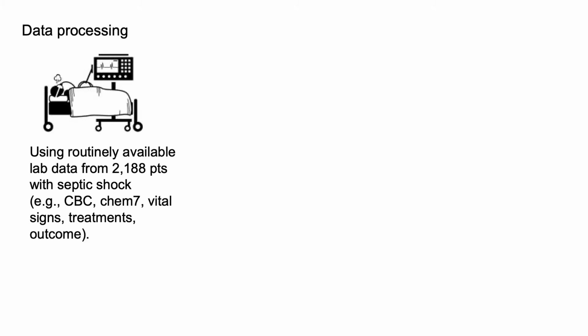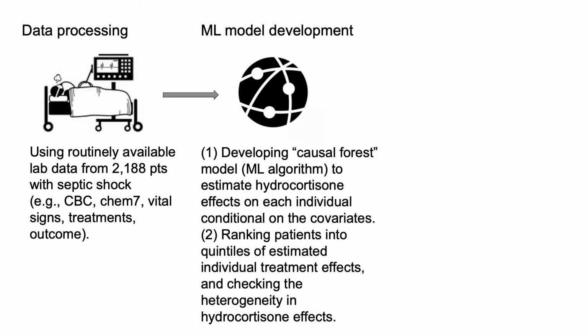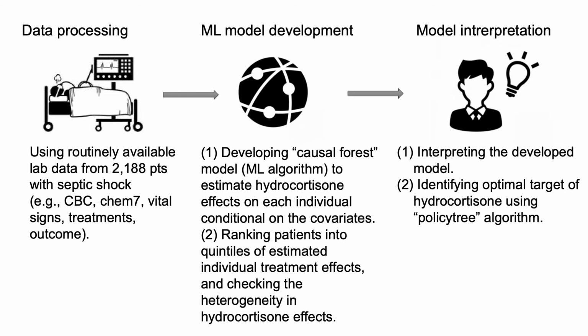So first, we extracted data from 2,188 patients with septic shock. Then we used the causal forest model to estimate the effect of hydrocortisone. We ranked the patients into quintiles of estimated treatment effects and checked whether there was heterogeneity in hydrocortisone effects. Then we analyzed which patient subgroup benefits most from hydrocortisone therapy by using the policy tree algorithm.